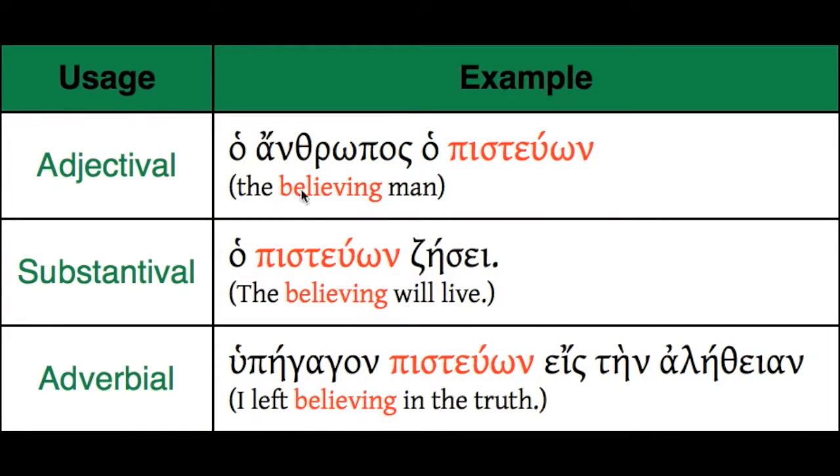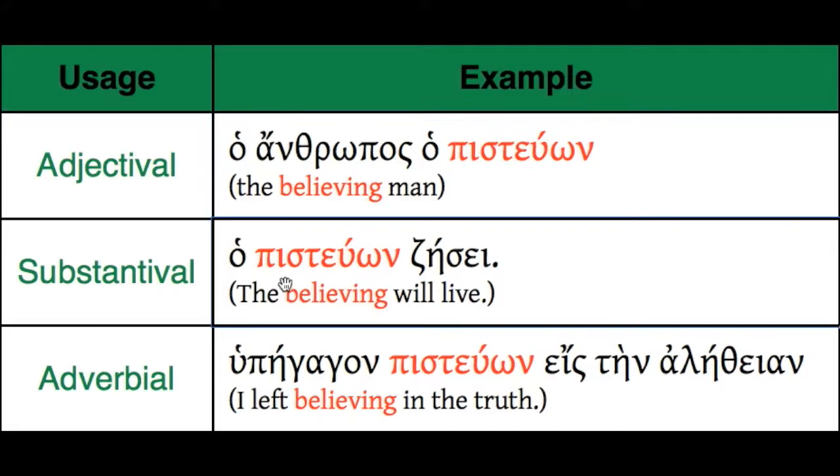Okay, so we have ho anthropos, ho pisteuon. The man, the believing. Now don't worry that you don't recognize this form yet. You will soon. But this means believing. So the man, the believing. We've seen that arrangement before in Greek to use an adjective, where you have article, noun, article, modifier. The man, the believing just means the believing man. In any case, you can see how pisteuon here is used just like an adjective.